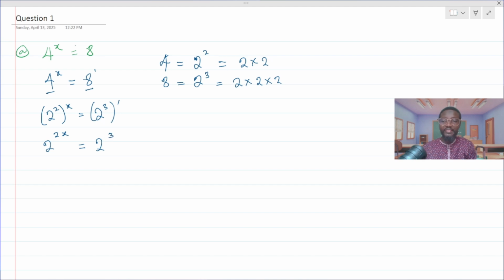So in this case, you find out that they have the same base. If they now have the same base, what is the next thing? The next thing is to equate the power or the exponents together. So what do we do? Since the bases are the same, base 2.